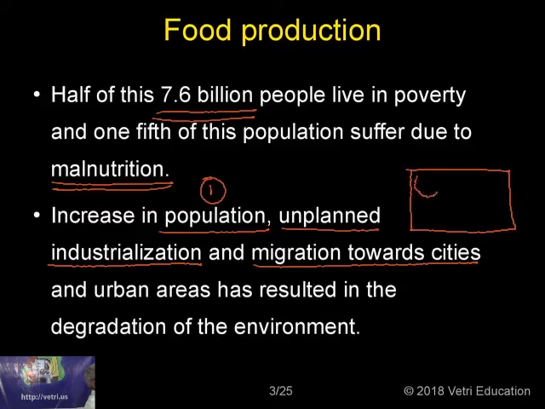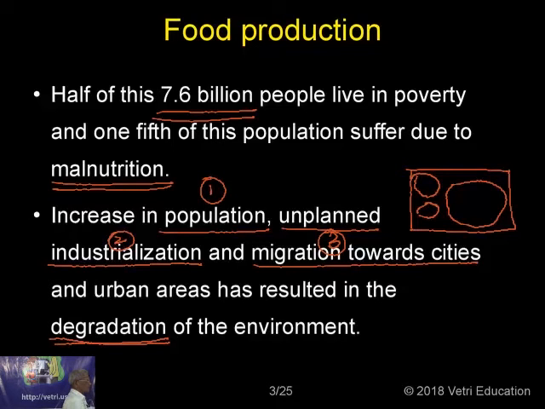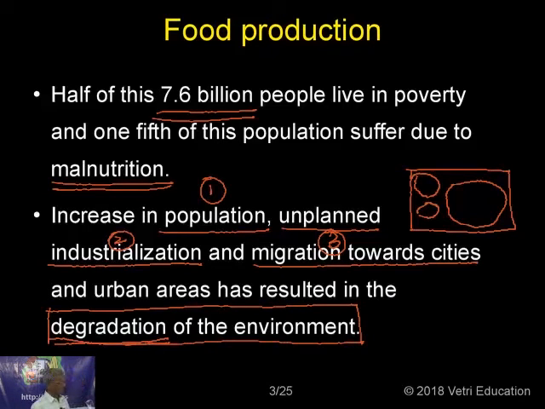In one area, more people are living, and in other areas, people don't live. Here, the density is very high. In some other areas, it is too much. And in some other areas, you don't get that much population. These are all called cities and towns, and this is called the villages. So this results in the degradation of the environment, an imbalance in the environment. So increase in the population, unplanned industrialization, and point number two, the migration of the people, all put together has resulted in a very important problem, what is called the degradation of the environment.